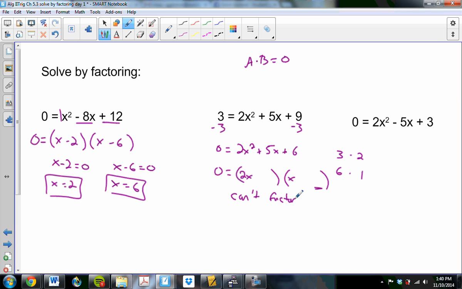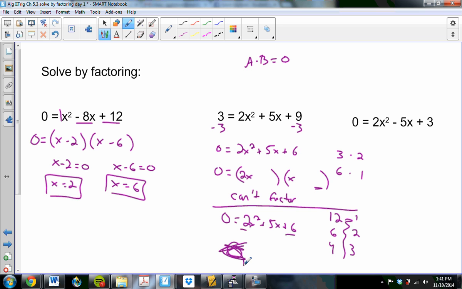So let me think about if I do this by grouping. If I have 0 equals 2x squared plus 5x plus 6, 2 times 6 is 12, and I want two numbers that multiply to 12 and add to 5: 12 and 1, 6 and 2, 4 and 3. Nope, this just can't factor. With grouping, it's nice because you can see all these combinations that can't add up to 5. So you just know that this can't be factored.